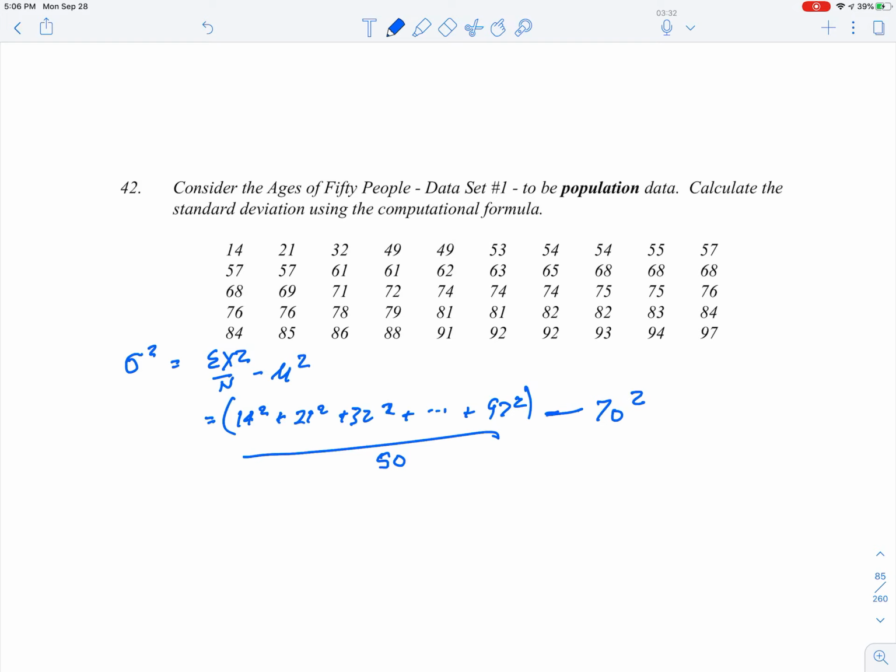All right. So that's what we've got here. Now that mean came from page C3, I believe it was. Where's page C3?